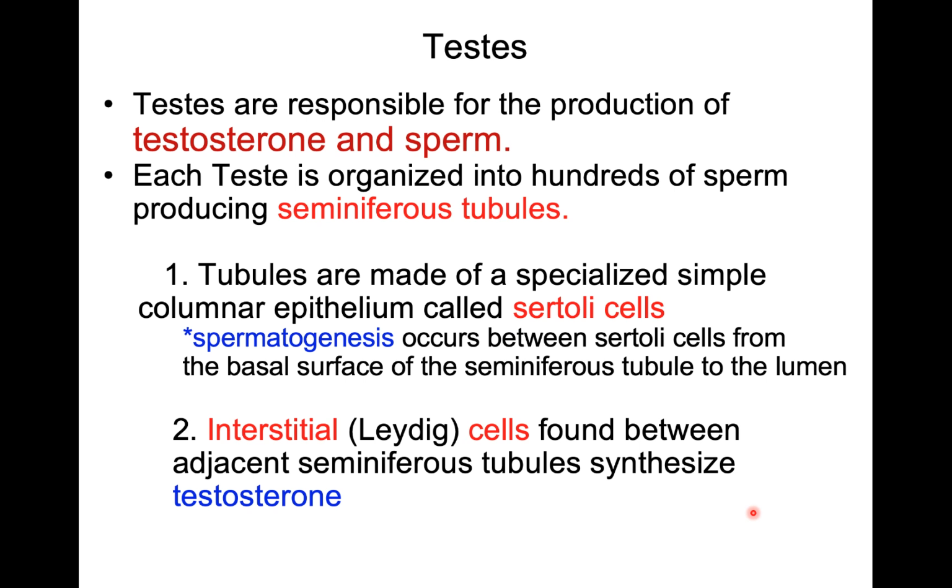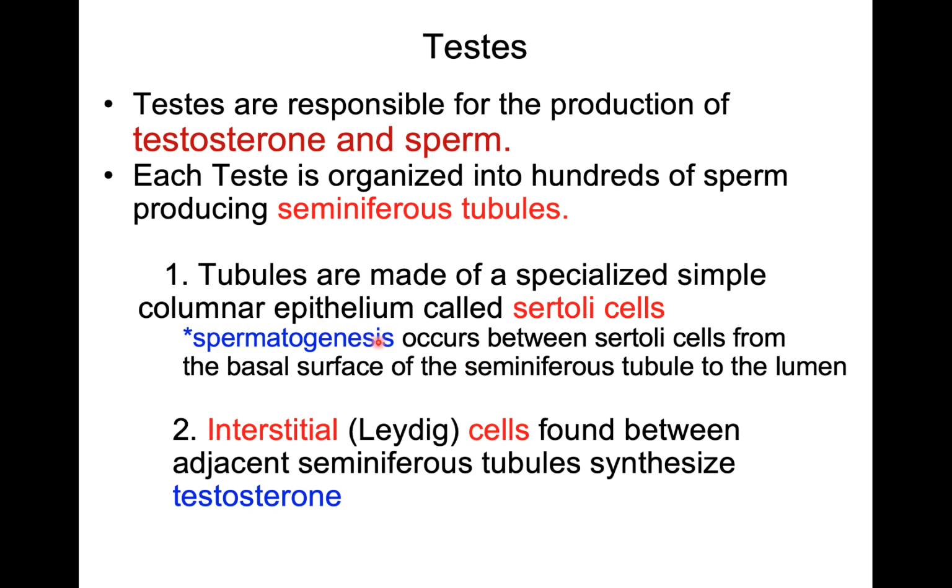So the testes themselves have a good amount of anatomy. The testes' job is to make testosterone and sperm. And inside of each testis, there's this noodle-looking structure we call seminiferous tubules. It is inside of these tubules that you actually make the sperm. The tubules are made of a specialized cell called Sertoli cells. These are the cells that make sperm. And we have a term for making sperm. It's called spermatogenesis.